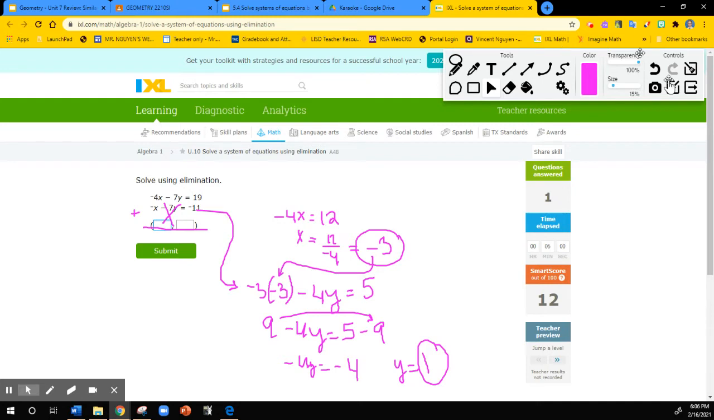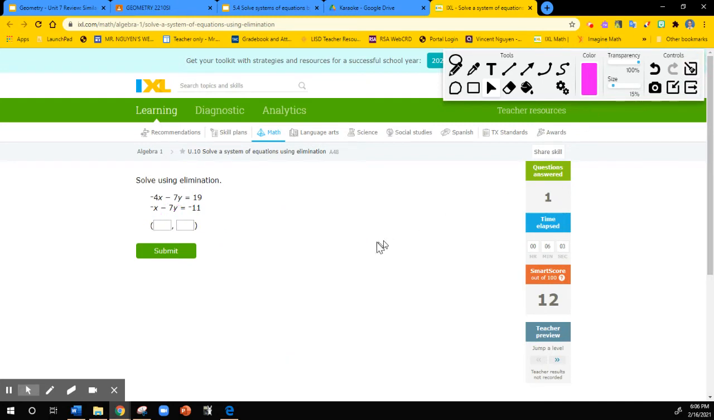Okay, so that's an example of when your equations and the coefficients are the same and the signs were opposite. Now this time the signs are the same. You see this right here? The coefficient for y is the same, but the signs are also the same.